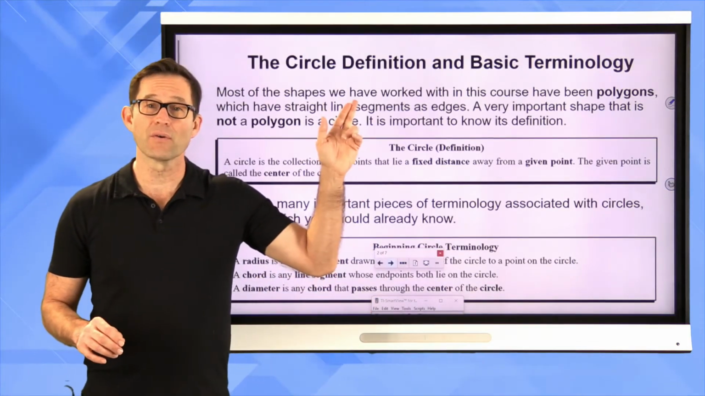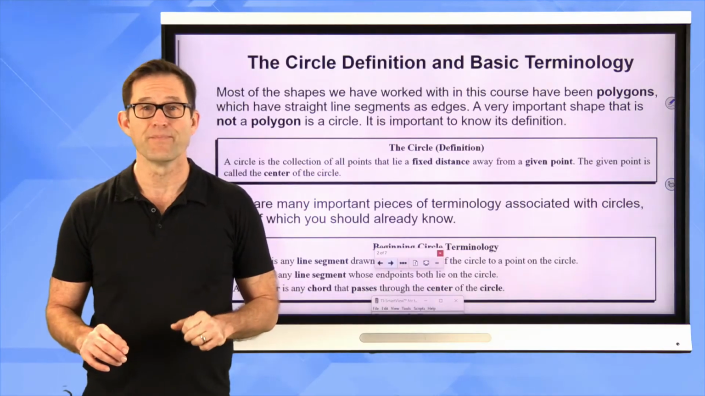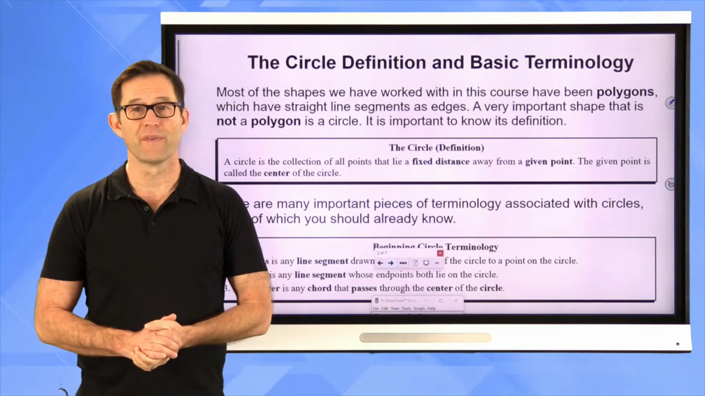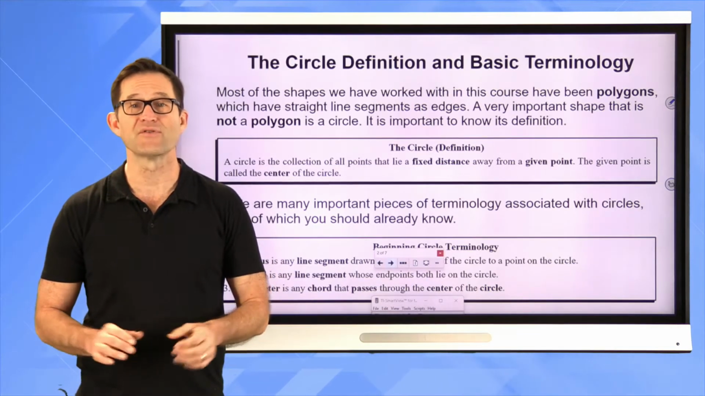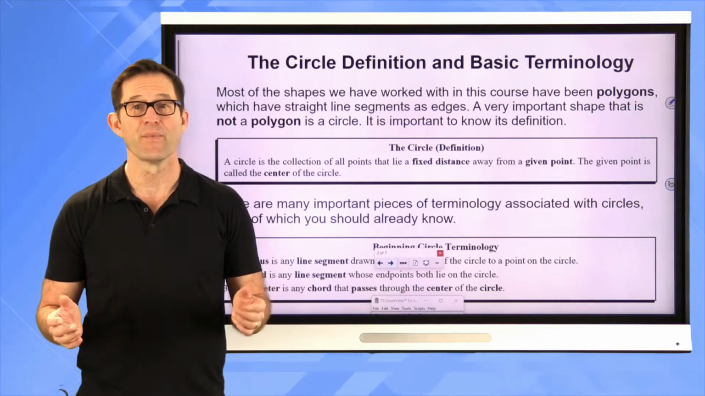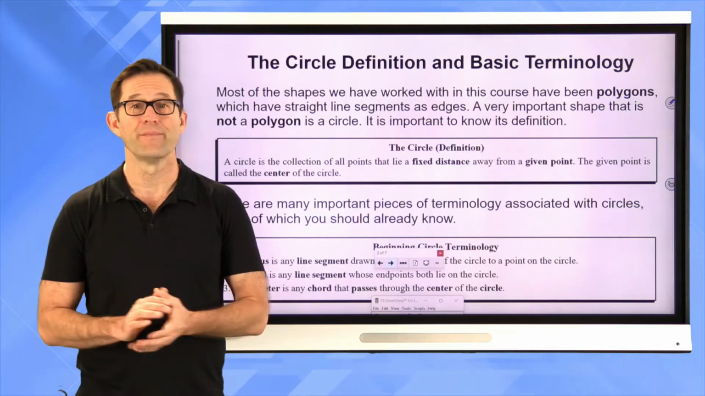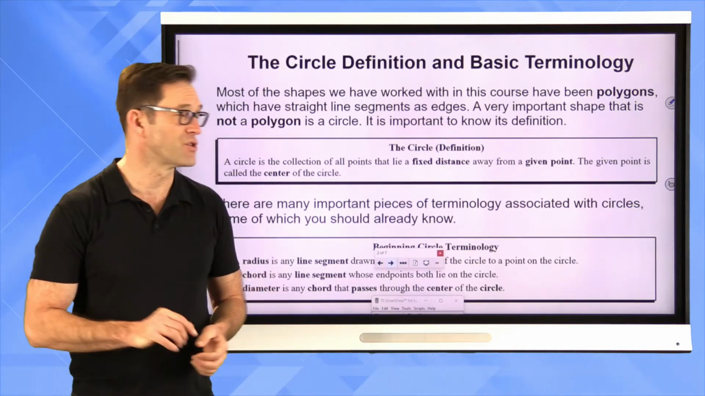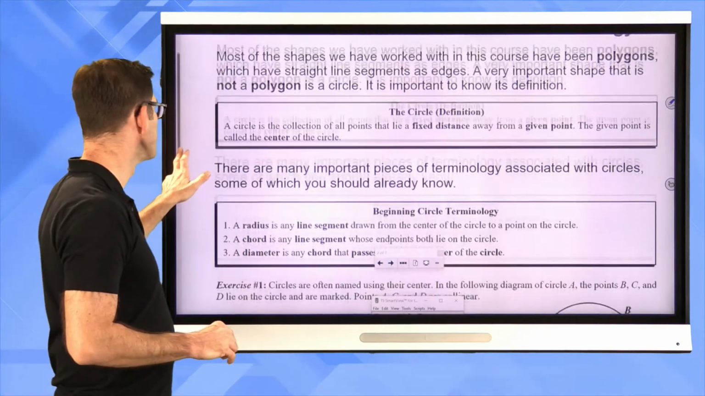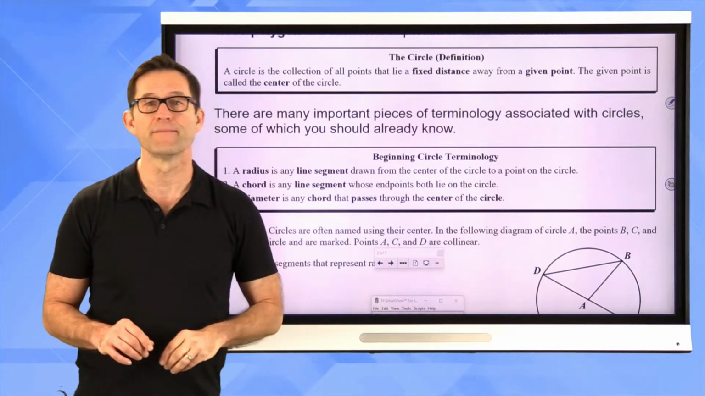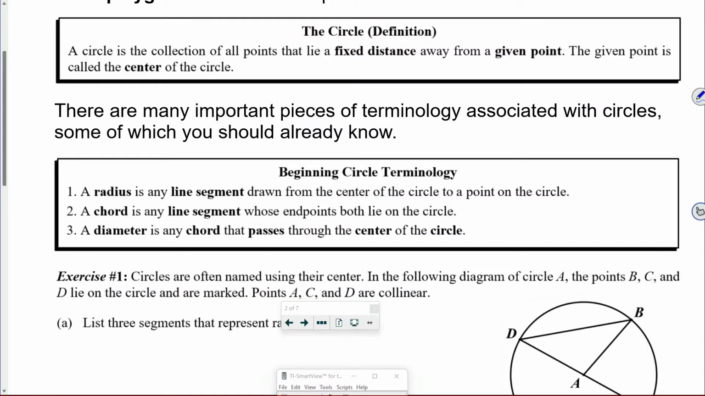Now, we've got the circle definition and basic terminology. Most of the shapes that we've worked with in this course have been polygons, which have straight line segments as edges. A very important shape that is not a polygon is a circle. And it's really important to know its definition. So let's take a look. The circle: a circle is the collection of all points that lie a fixed distance away from a given point. The given point is called the center of the circle.